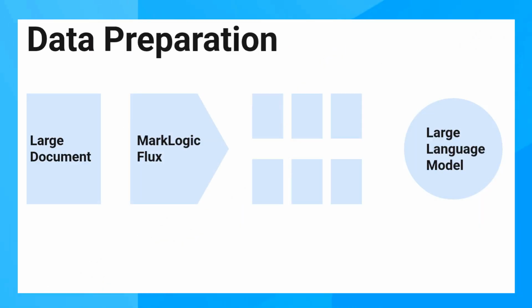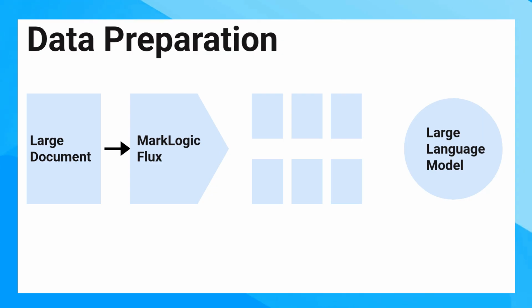When building powerful LLM, RAG, and AI systems, raw data is often in a format that is too large for AI systems to efficiently process. Splitting documents into smaller pieces, also known as chunking, enables AI models to process the data effectively. This results in improved performance and lower costs. This is where MarkLogic Flux comes in.